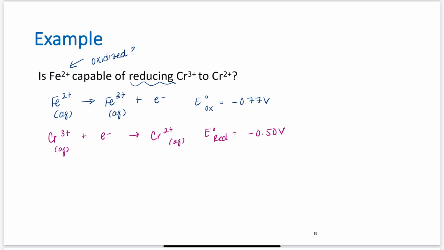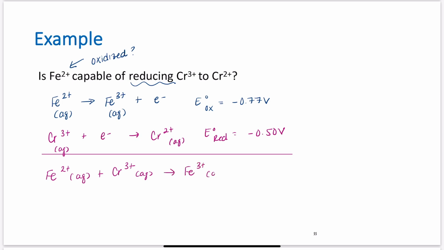Overall, will this happen? If I look at this reaction, add these together, that would be Fe2+ aqueous plus Cr3+ aqueous, giving me Fe3+ aqueous plus Cr2+ aqueous. The electrons have canceled out. My cell potential here, though, negative 1.27 volts. So the answer here is a giant no. When your cell potential is negative, it is non-spontaneous. Your negative cell potential will lead to a positive delta G.